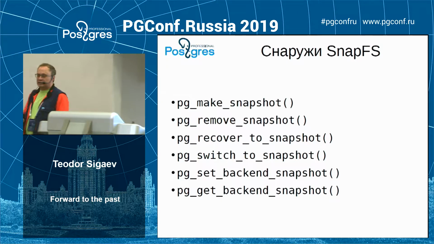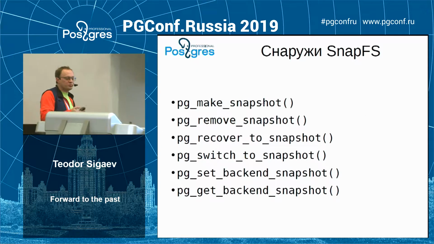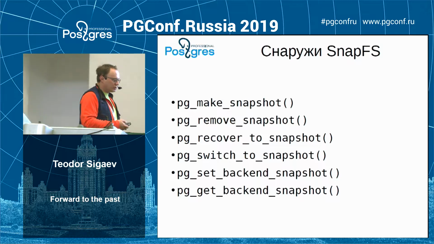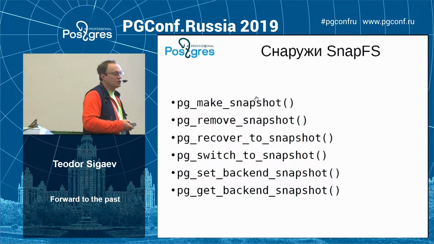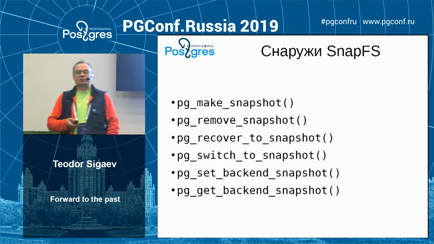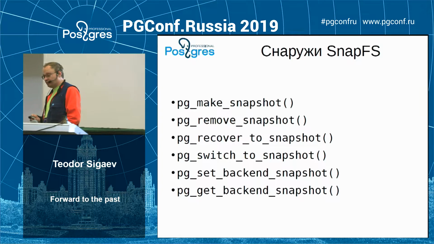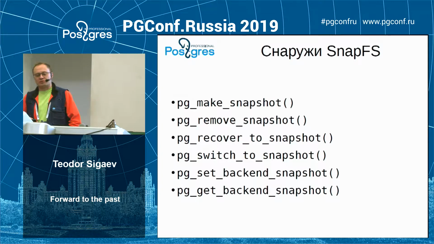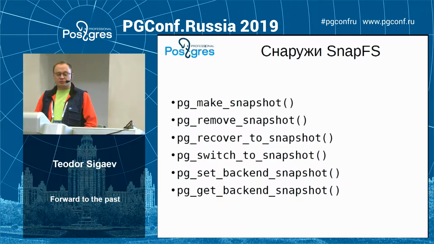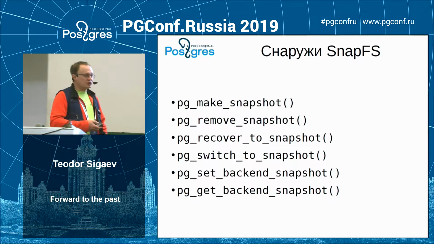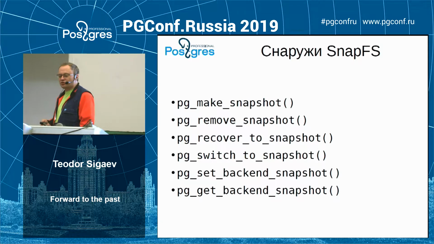Alright, the interface of SnapFS is very functional. You write a select, it is limited for superusers only, and I'm afraid what regular users can do if they don't have superuser rights, they can put you in an unexpected position. So we have the pg_make_snapshot function to create a snapshot. You can remove a snapshot. Snapshots have IDs and not regular names.